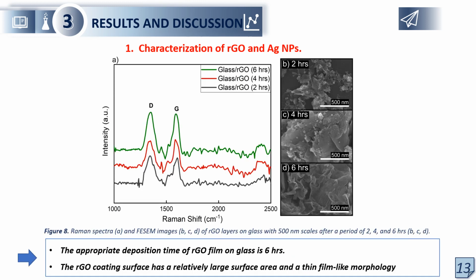Then the RGO film deposited on the glass was investigated over immersion periods of 2, 4, and 6 hours through Raman spectroscopy and physical imaging, showing that the appropriate time is 6 hours for the RGO coating surface to have a stable morphology and large surface area.